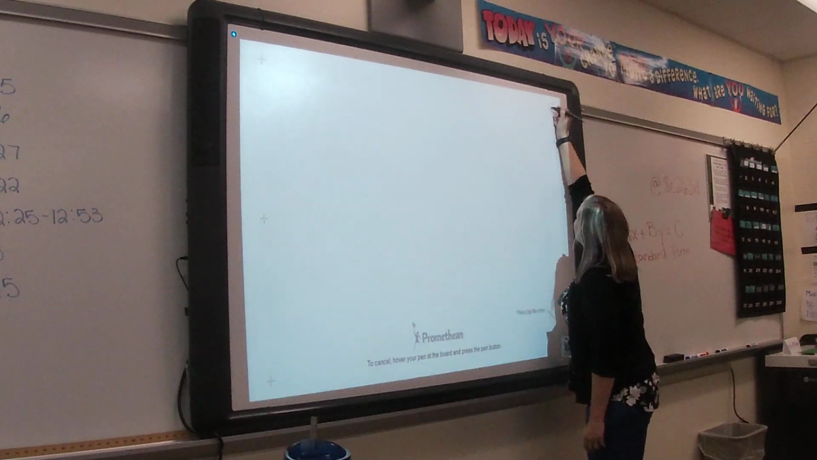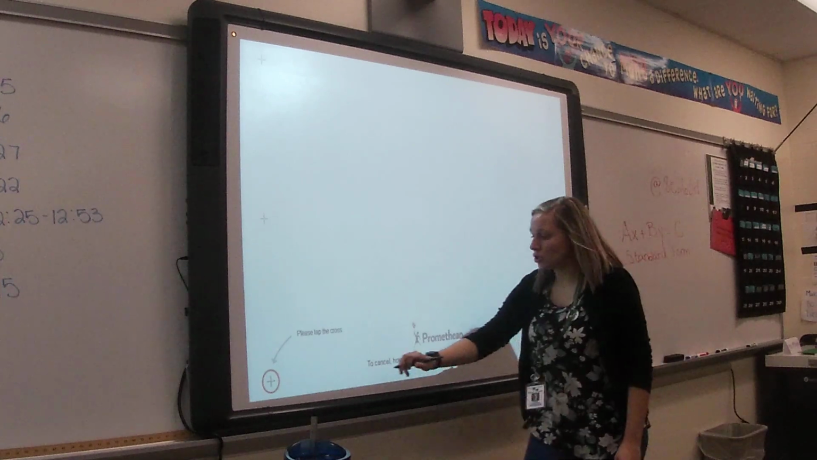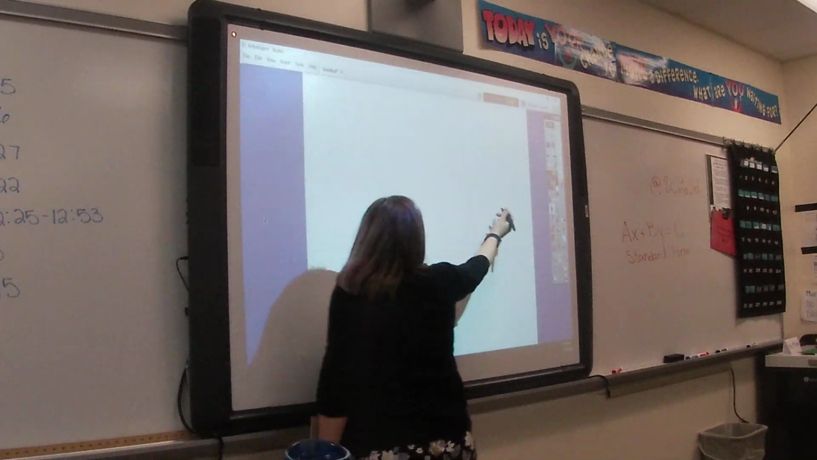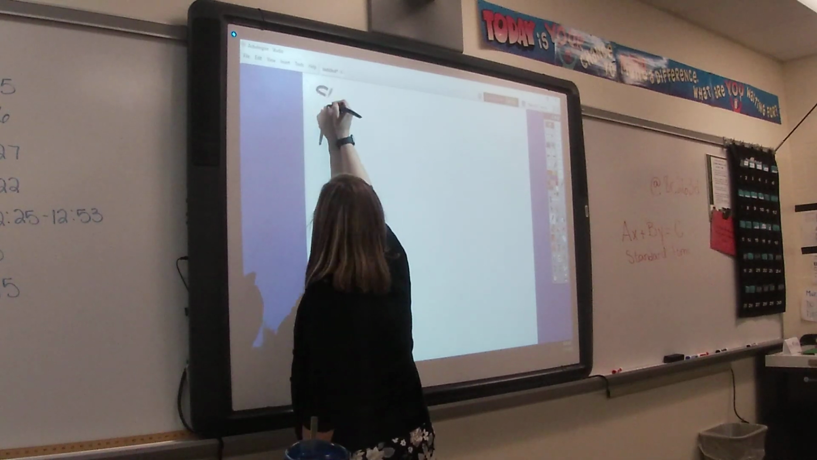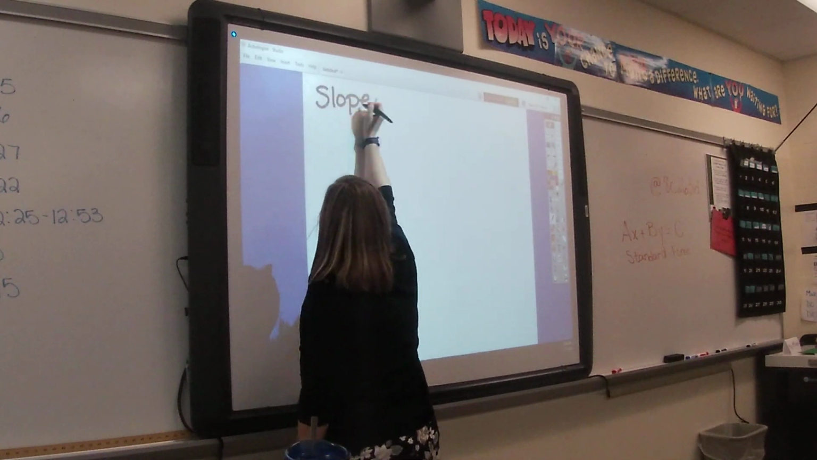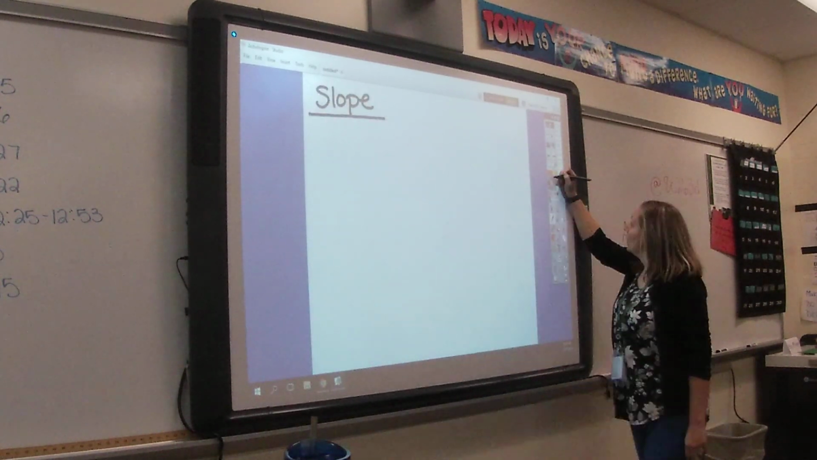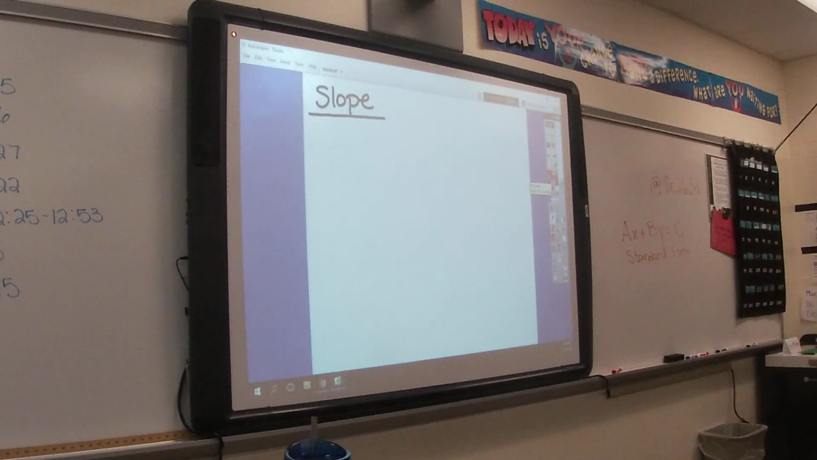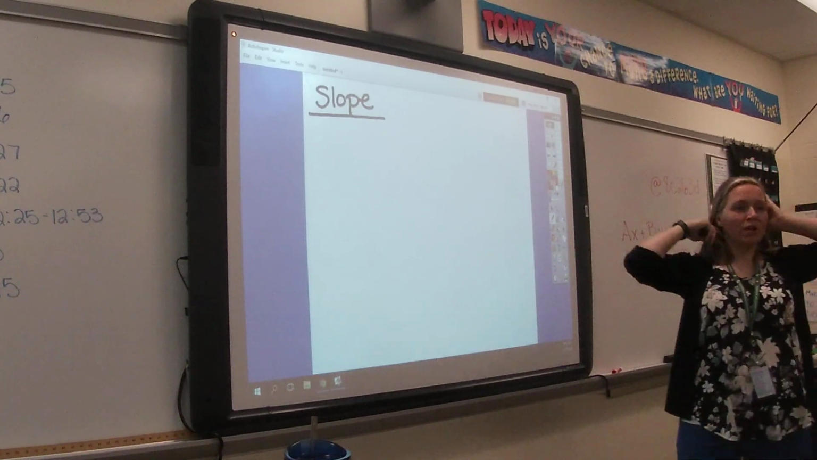Okay, so the very first thing that we looked at last trimester that we said would overlap was slope. We said we could calculate slope from multiple different formats being presented to us. So try and dig deep in your brain. What were some ways that we could find slope?